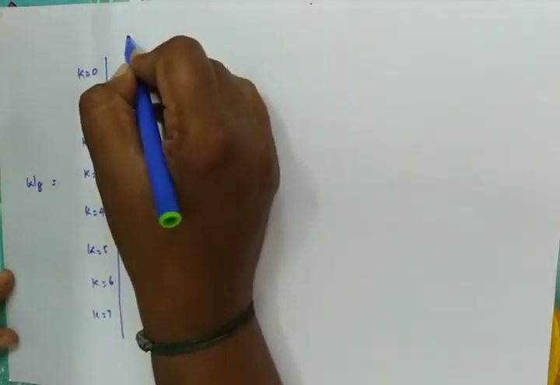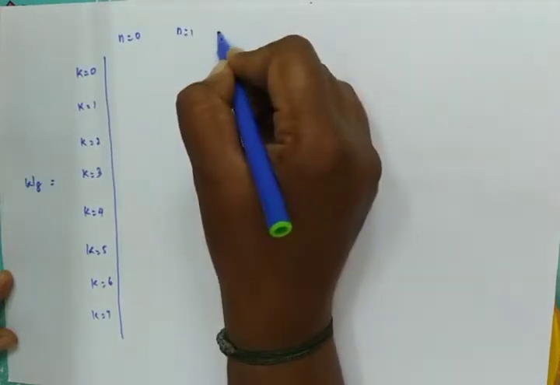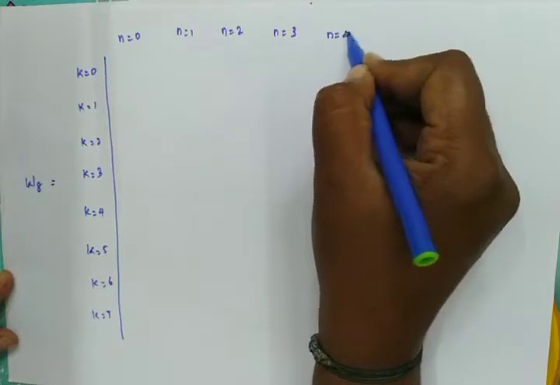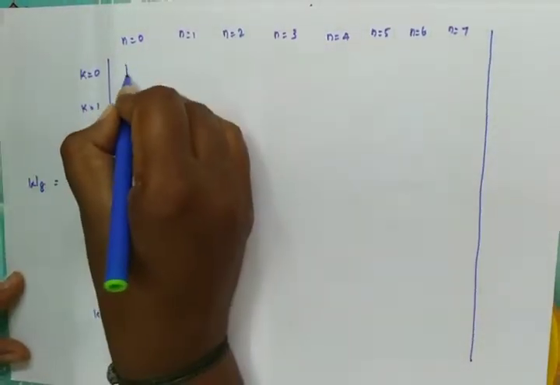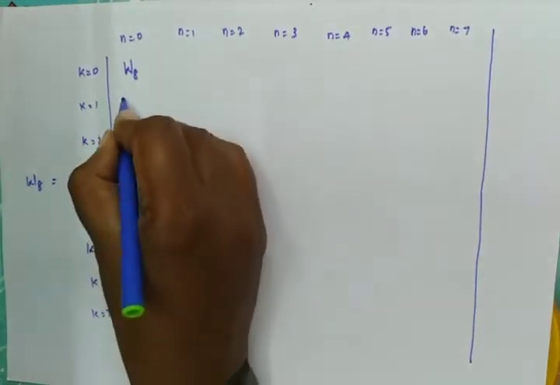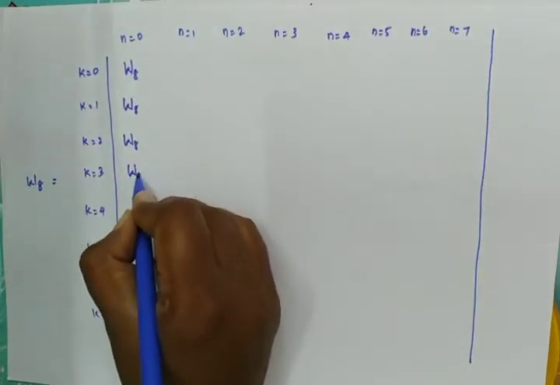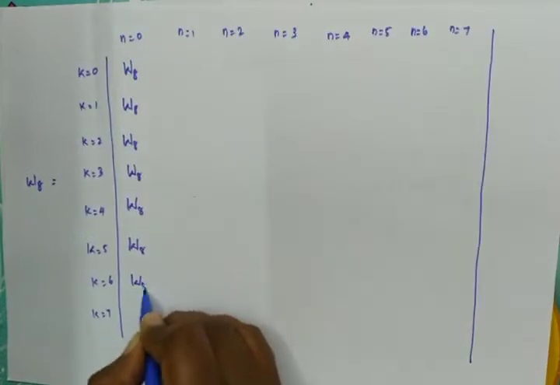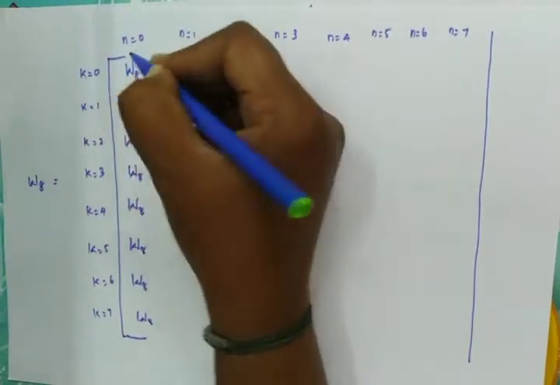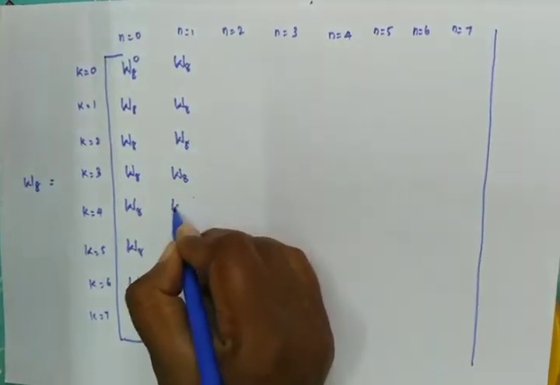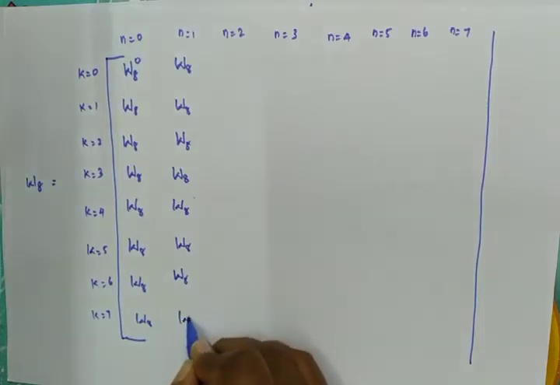k is equal to 0 to 7: 1, 2, 3, 4, 5, 6, 7. And here n is equal to 0 to 7: 1, 2, 3, 4, 5, 6, 7. And here we have W8 because we are going to find the matrix for W8. Now write this W8 everywhere and complete this matrix. Then we can multiply k and n so that it will be easy, or else we can write like this also, but I feel that it is difficult. First let us write this W8 completely in this matrix. Then we can multiply and write.